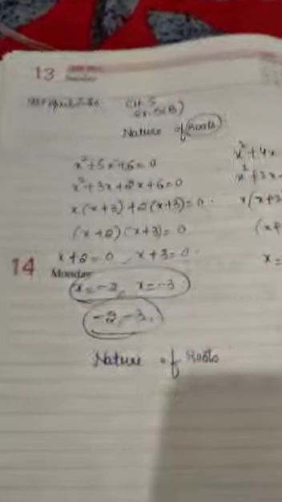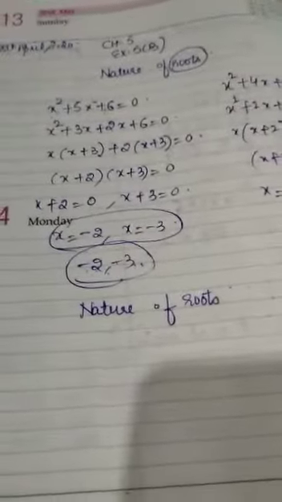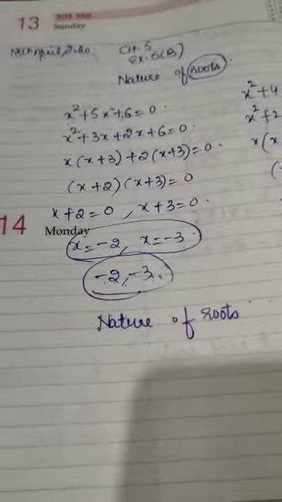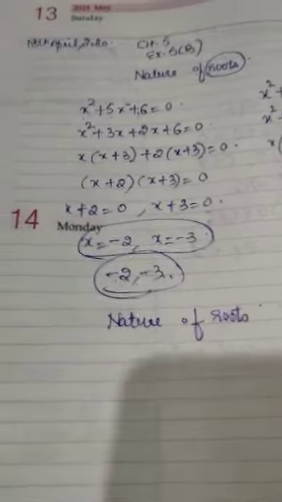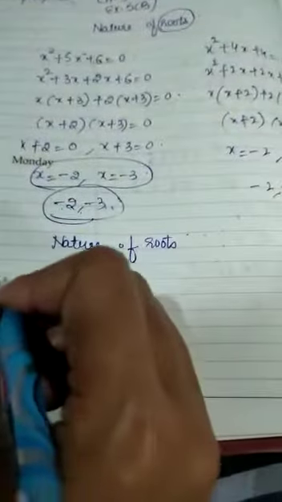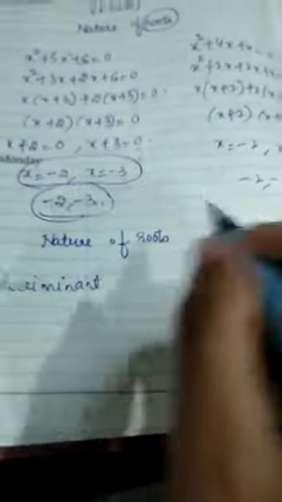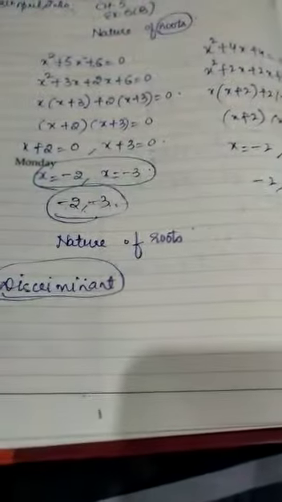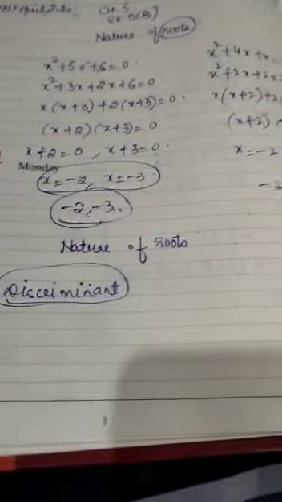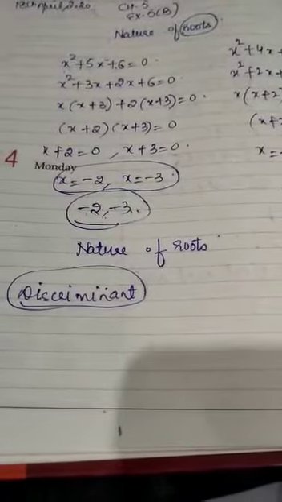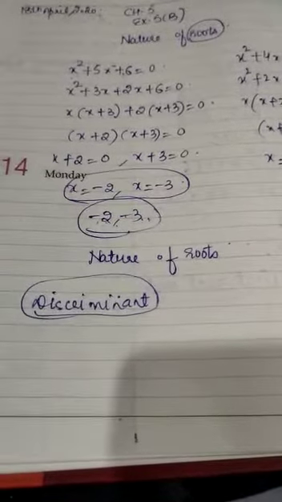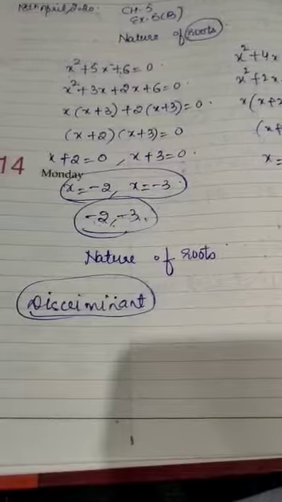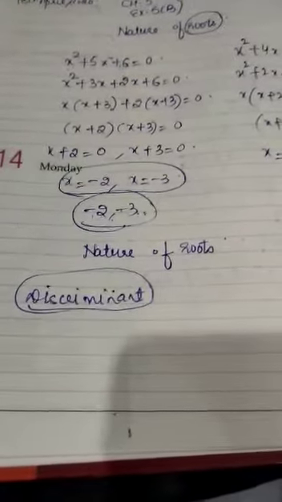So how will we come to know whether the roots are equal or not, whether the roots are real or imaginary? This depends on the discriminant. Now what is this discriminant? The discriminant tells us how many possible solutions a quadratic equation has.